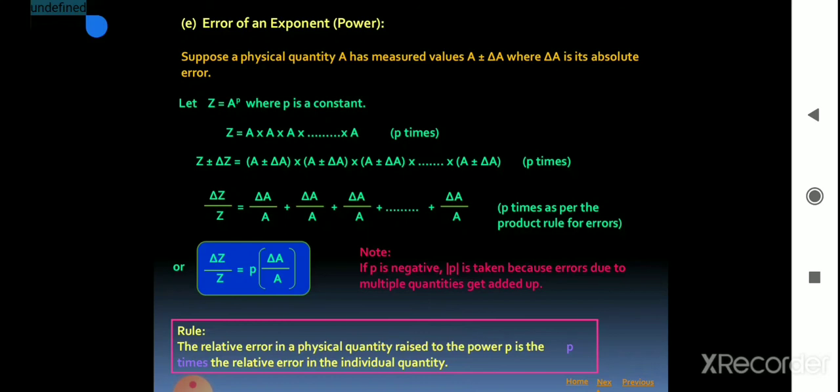And the third one, error of an exponent. The relative error in a physical quantity raised to the power p is p times the relative error in the individual quantity.